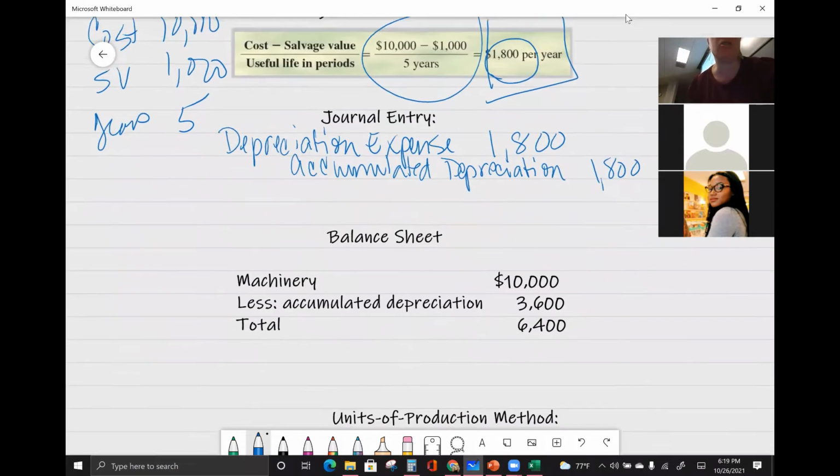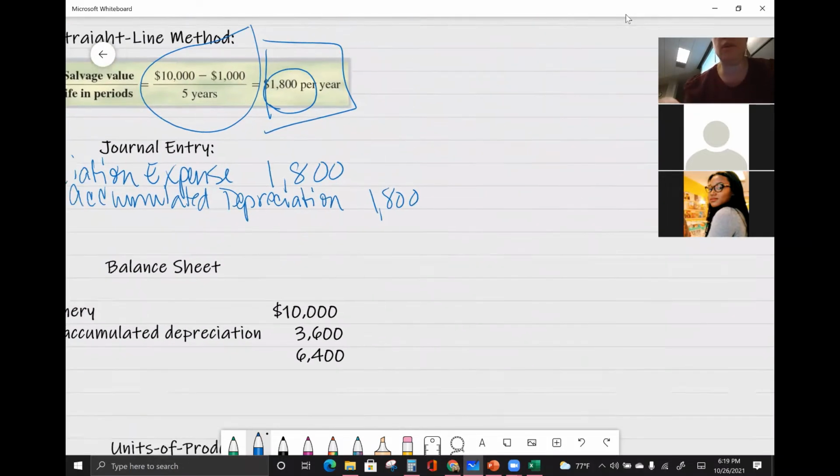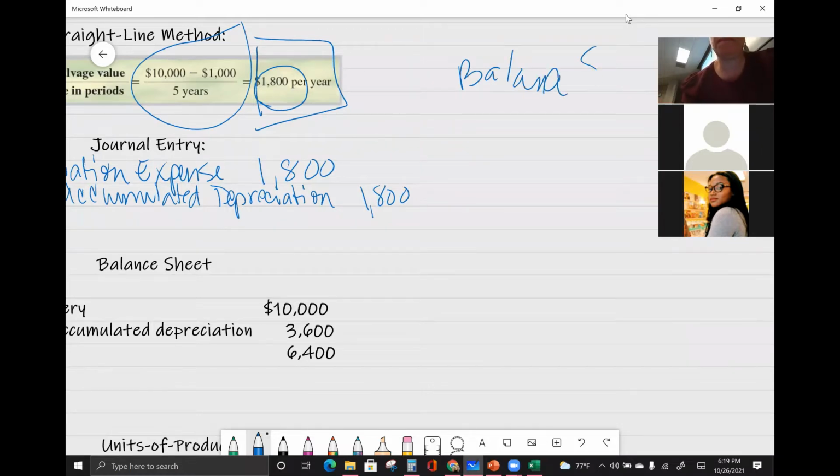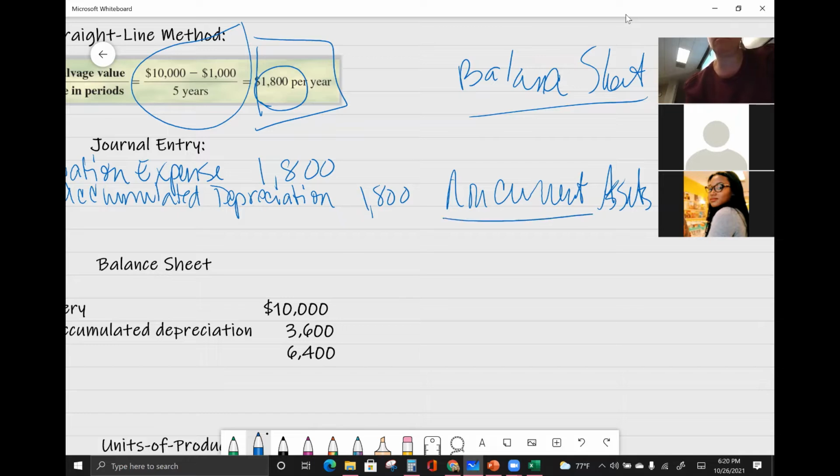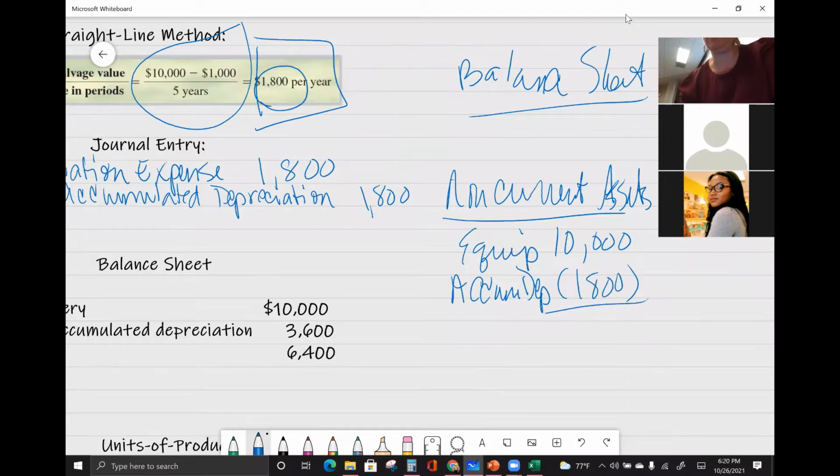Okay. So what happens on the balance sheet? Over here on the balance sheet, I'll have those non-current assets, or it could be plant assets. It may be titled differently, but I have, let's just say, equipment for $10,000. Then I'm going to have accumulated depreciation right under it for the amount that's been depreciated, and then it's going to give me the net book value. So the 10,000 less the 1,800.